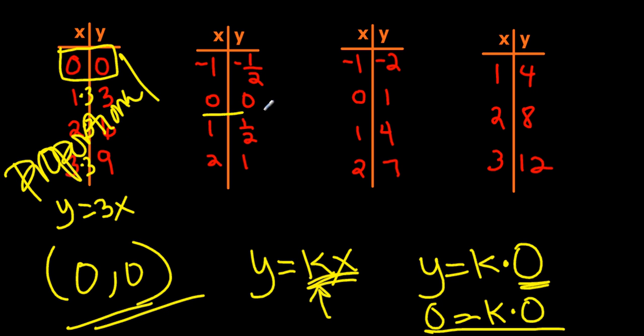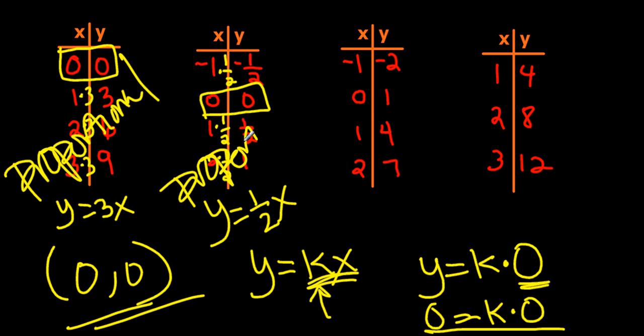I look here, ooh, 0, 0's on there. Good chance, right? And so then I go ahead and take a look. What's 1 times what gives me 1/2? Well, times a half. What's 2 times a half? 2 times a half is 1, if you have 2 halves. What's negative 1 times a half? Negative half. Woo-hoo! Y equals 1/2 x. It's in that form. It's proportional.